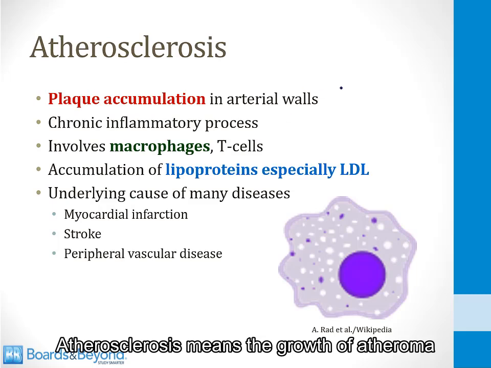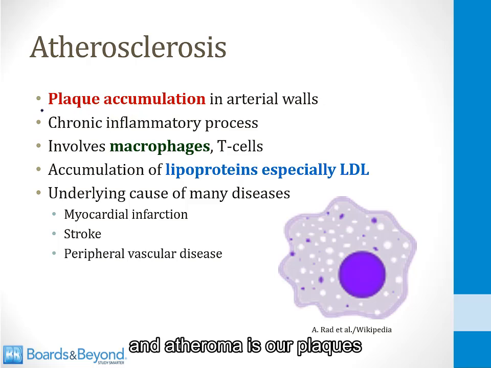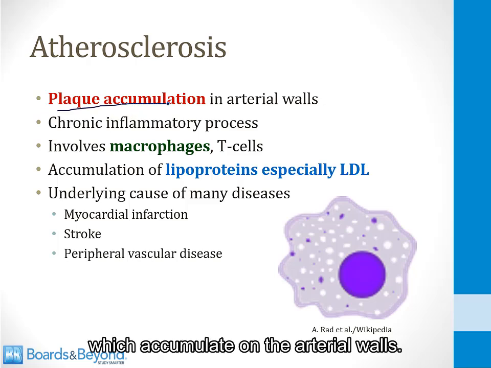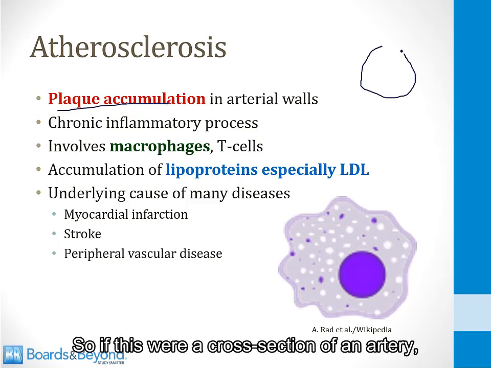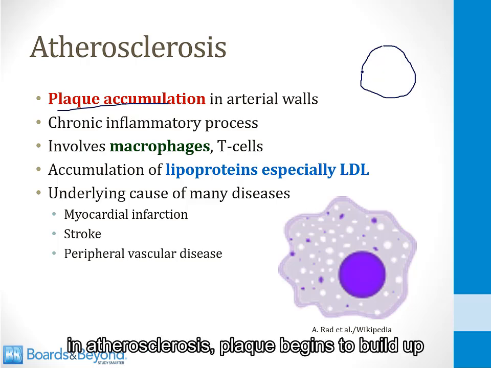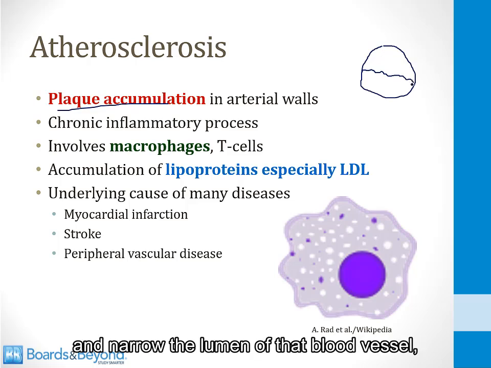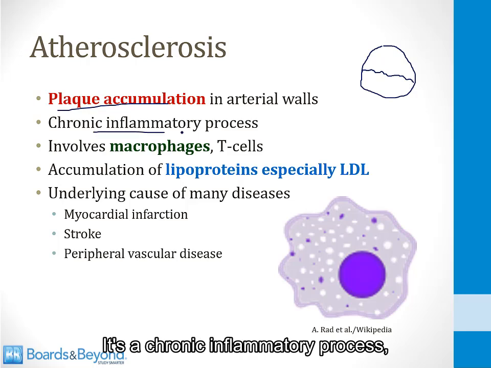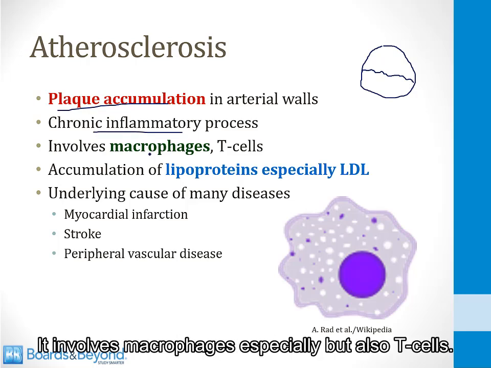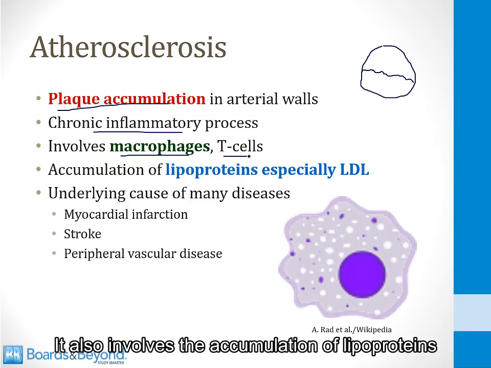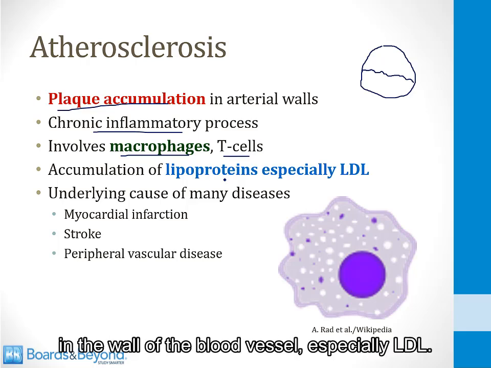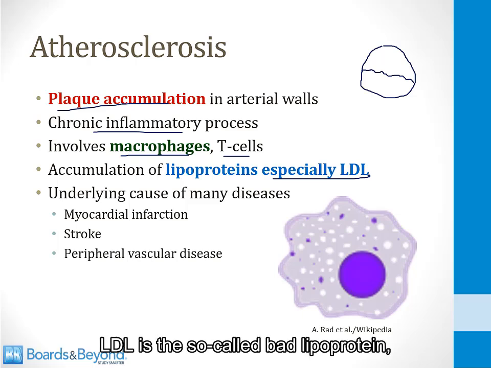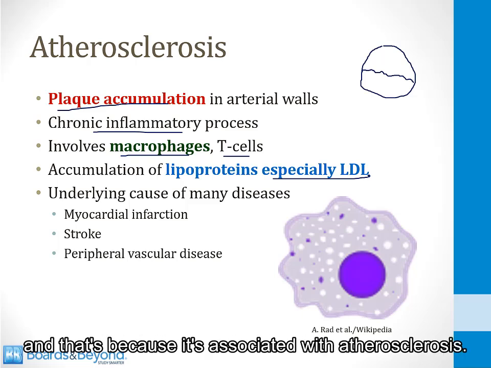Atherosclerosis means the growth of atheroma, and atheromas are plaques which accumulate on the arterial walls. So if this were a cross-section of an artery, in atherosclerosis, plaque begins to build up and narrow the lumen of that blood vessel, and that's what can lead to disease. It's a chronic inflammatory process, as we'll talk about in a minute. It involves macrophages especially, but also T cells. It also involves the accumulation of lipoproteins in the wall of the blood vessel, especially LDL. LDL is the so-called bad lipoprotein, and that's because it's associated with atherosclerosis.